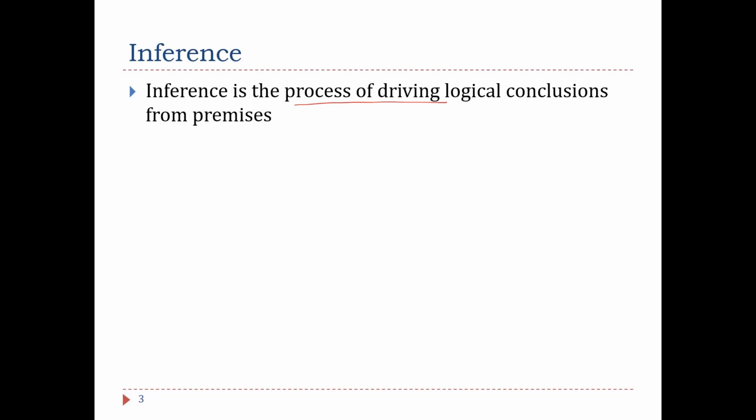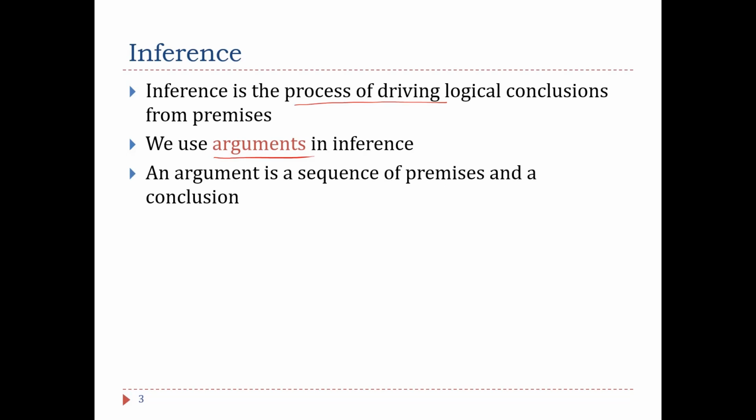So we have to argue with one sentence after the other by applying the inference rules until we get to the conclusion. So we use arguments in inference, and an argument is actually a sequence of premises and a conclusion where there is a strong correlation between the premises and the conclusion. If premise 1 and premise 2 and up to premise number n are true, then necessarily the conclusion C must be true. So an argument is valid, an argument holds if and only if this implication is a tautology.